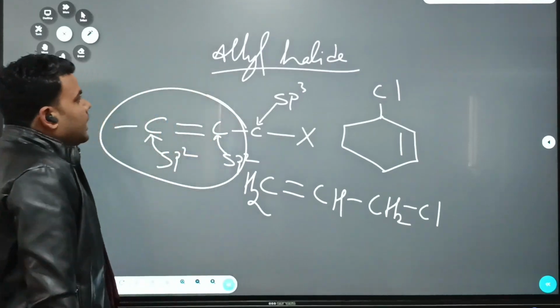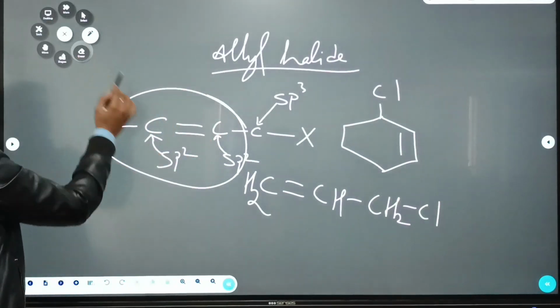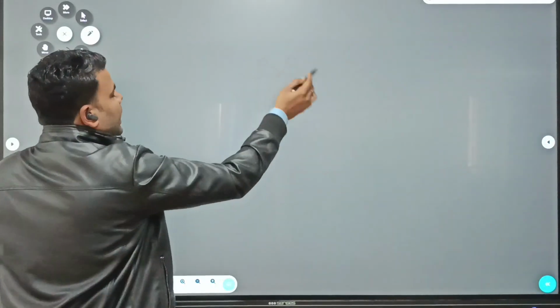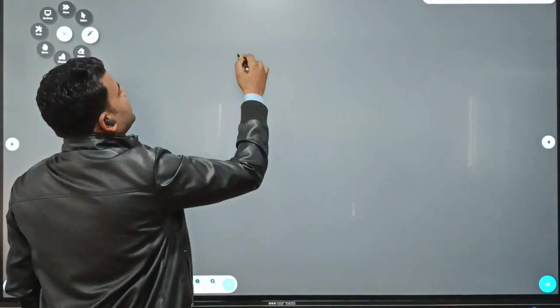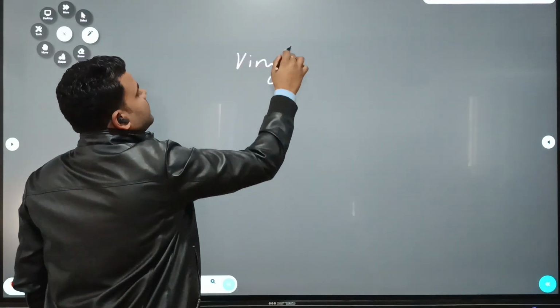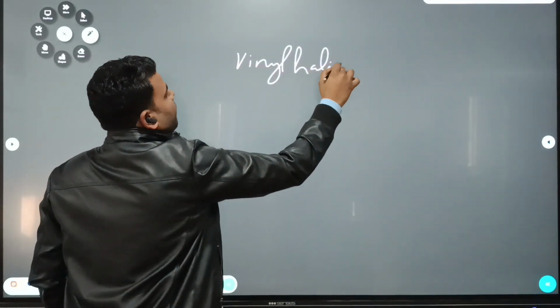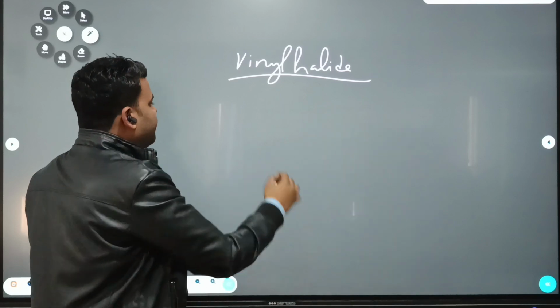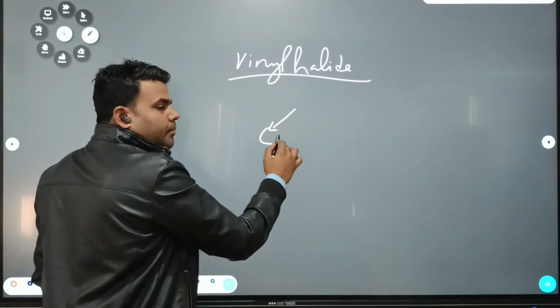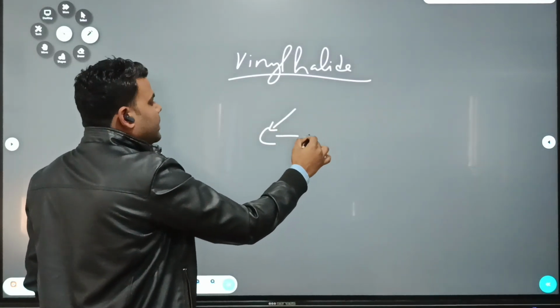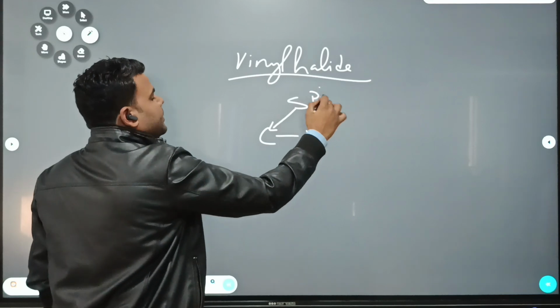Okay. Now apart from this, we have got another kind of haloalkane which is called vinyl halide. In vinyl halide, the carbon on which halogen is attached is sp2 hybridized.